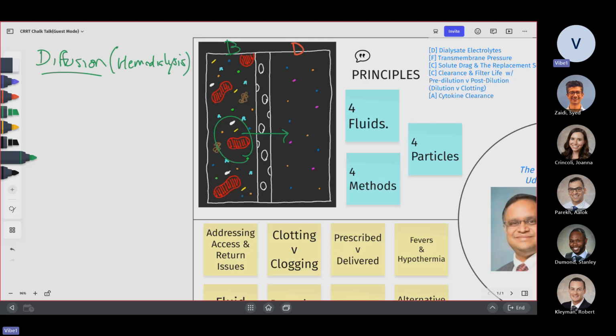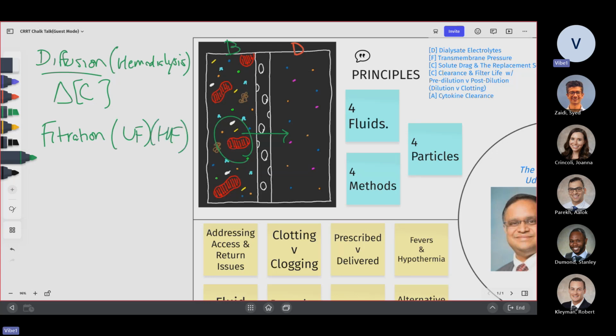What's happening in diffusion is all dependent on a change in your concentration gradient, so higher to lower. And this is going to be varied by the type of particles that you have in there. The next one is filtration. This is what we call UF and all that, and this is also equivalent to hemofiltration.